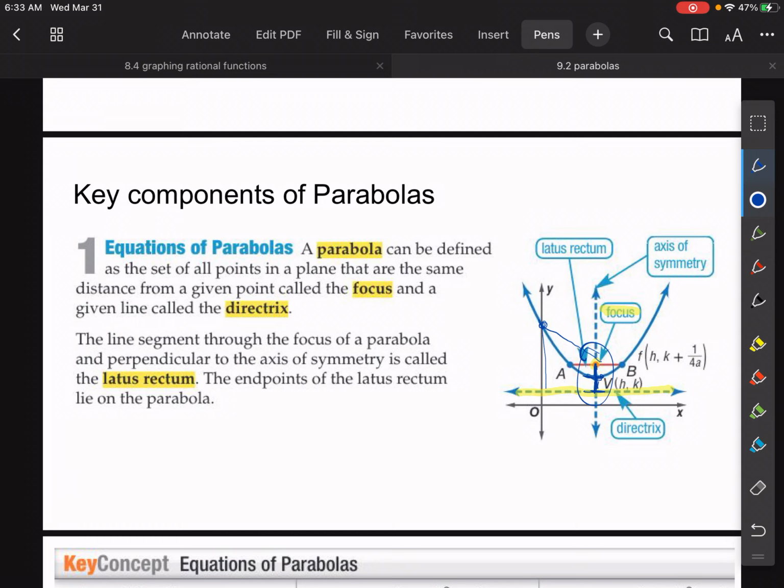The line segment through the focus of a parabola and perpendicular to the axis of symmetry is called the latus rectum. That is a very funny term, I know, but the latus rectum always goes through the focus and touches the actual graph. The length of that is determined by what we call the A value, which we'll see in a minute, just like the A value that we studied in quadratics.